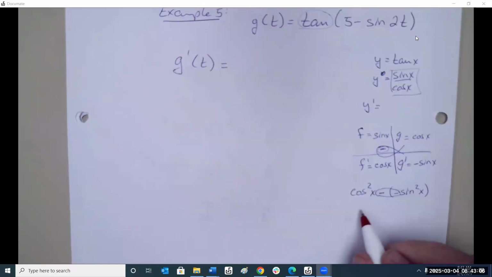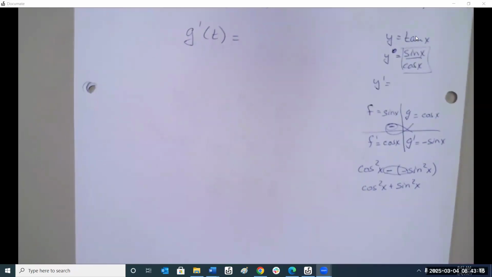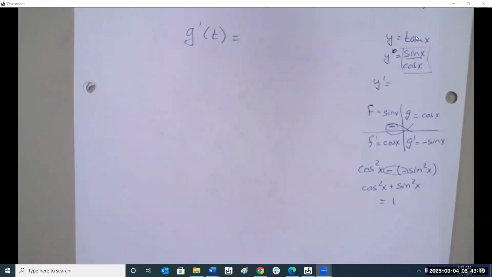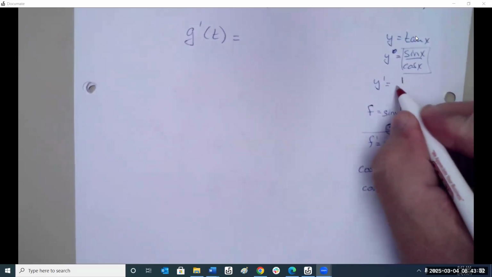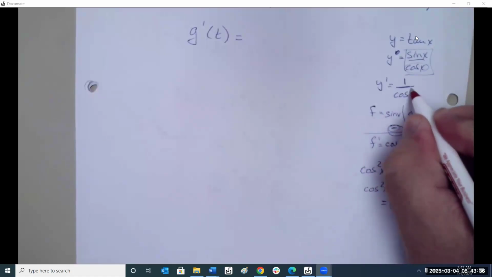Negative and negative becomes a positive. So what does that equal? That's the first trig identity. Very good. So is this our derivative? No, because it's a quotient, this goes on top. And whatever's on the bottom, we square it.